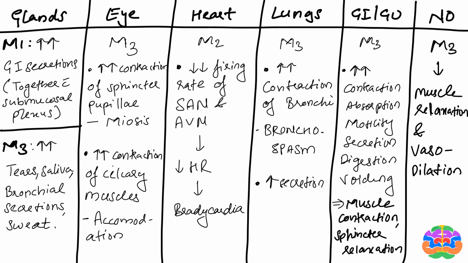In the GI and GU system, we have M3 receptors mainly present, which increase the contraction, absorption, motility, secretion, digestion, and voiding. Also, increased muscle contraction and sphincter relaxation. So, the nitric oxide, which mainly acts on M3 receptors, causes muscle relaxation and vasodilation.